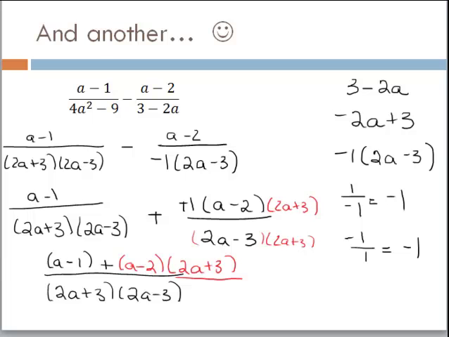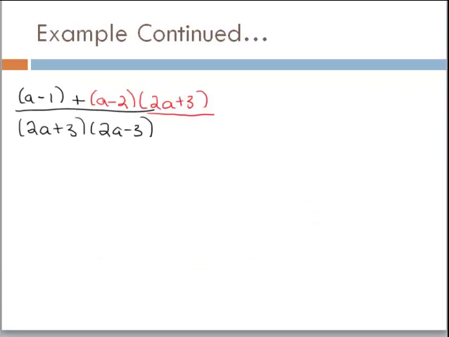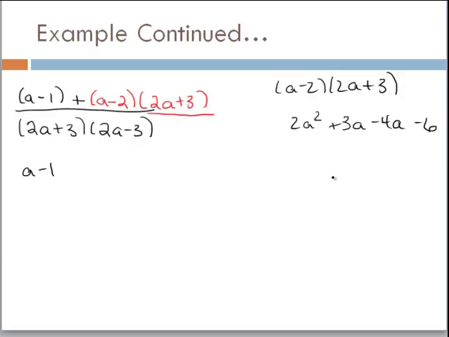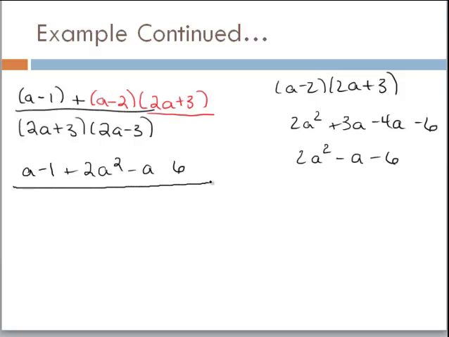So let's carry this over to the next page. We need to multiply this out. We're going to have a minus 1. Here we have a minus 2 times 2a plus 3. So we get 2a squared plus 3a minus 4a minus 6. So 2a squared minus a minus 6, all over this common denominator.